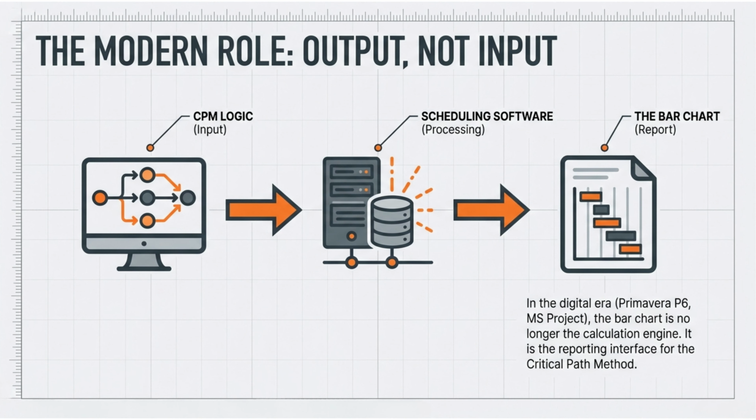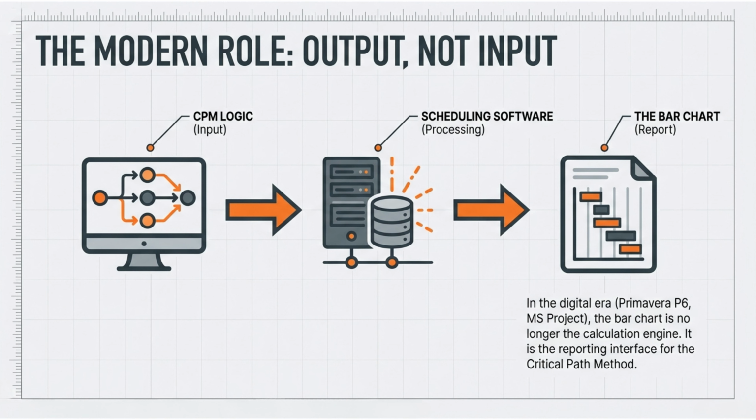So here's how the Gantt chart fits into the modern scheduling world, and this is an important conceptual shift. For most of its history, the Gantt chart was both the planning tool and the output. You drew bars. The bars were your plan. End of story. In the digital era, something fundamental changed.